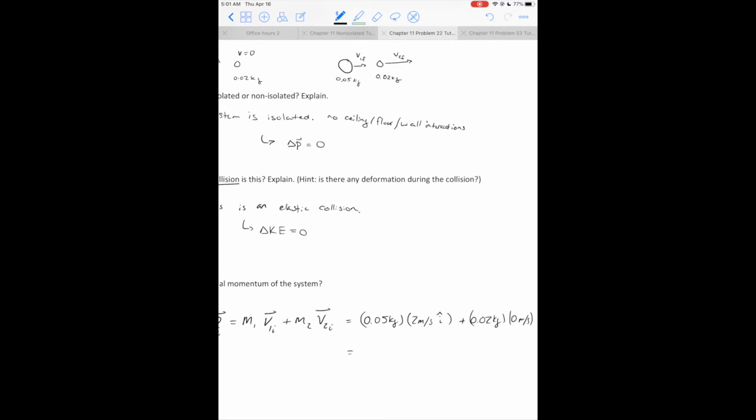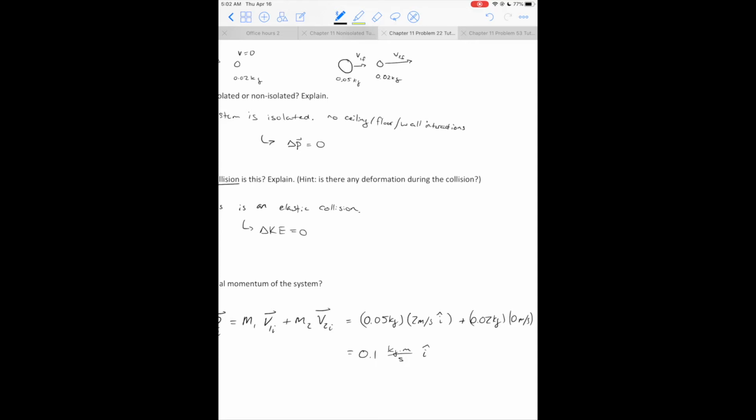So I'm left with 0.1 kilogram meters per second in the I hat direction. This is our initial momentum of the system. Kilogram meters per second is the unit of momentum.